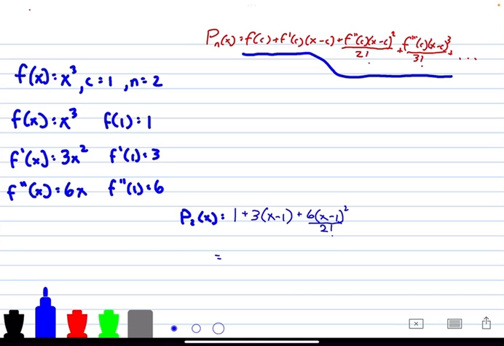Now, we know from experience that 2 factorial is 2 times 1. So let's simplify this once more: 3 times (x minus 1) plus 3 times (x minus 1) squared. This is the Taylor polynomial that we obtain from the function f of x is equal to x cubed, centered at 1, n equals 2, which means we go to the second derivative.